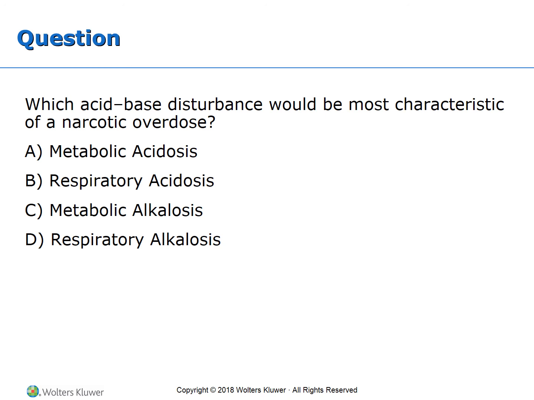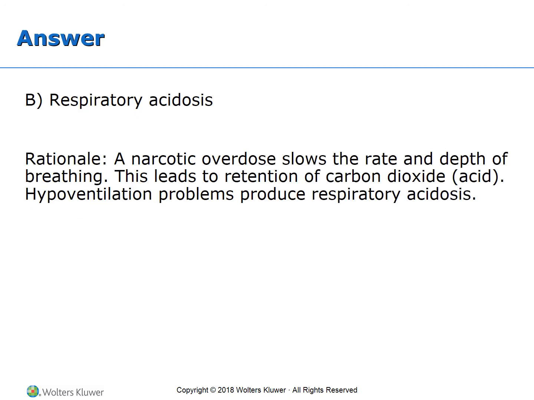So now the question is, if someone is overdosed, what's going to happen to the vital signs? The respiratory rate is going to be low, right? Which means they're not blowing off the CO2. And based on what you've just learned, a lot of CO2 is acid. So now knowing that, you look at your choices B and D. Well, acid is B, not D. Next slide. So this is the rationale. A narcotic overdose decreases the rate and depth of breathing. This leads to retention of CO2, which is an acid. So hypoventilation problems will produce respiratory acidosis. This ends this fluid and electrolyte balance lecture.